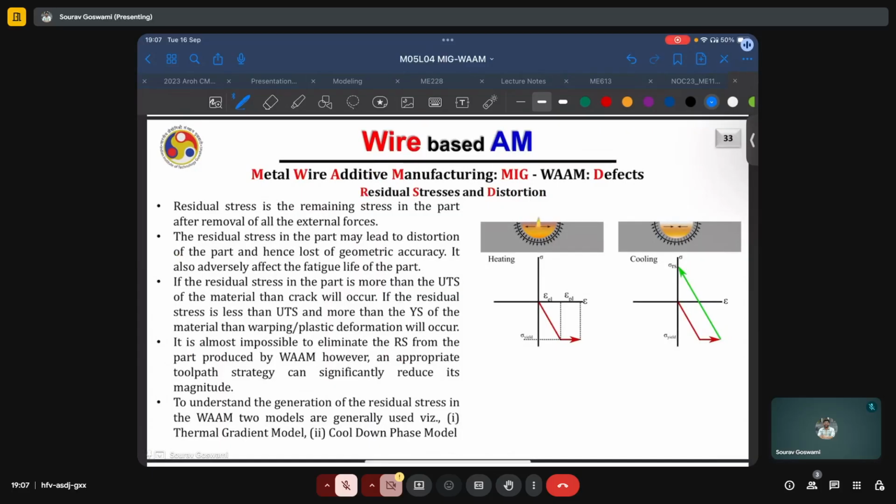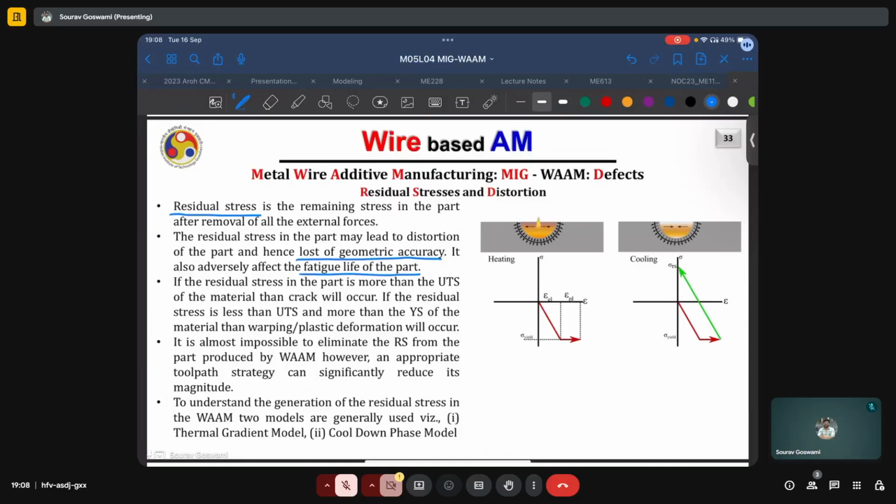Now let us discuss some of the defects in MIG-based WAAM, and one of the principal defects is distortion due to residual stresses. Residual stress, as the name may signify, is the stress which remains in the part after removal of all external forces. This residual stress may lead to distortion of the part and hence loss of geometric accuracy. It also adversely affects the fatigue life of the part, which, as we know, has very critical applications.